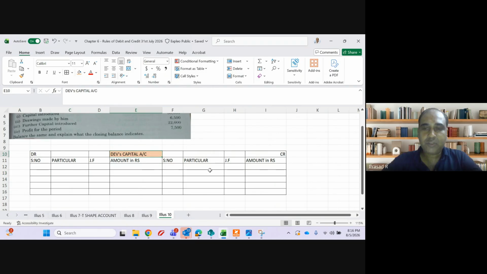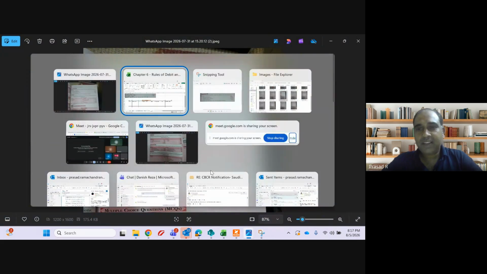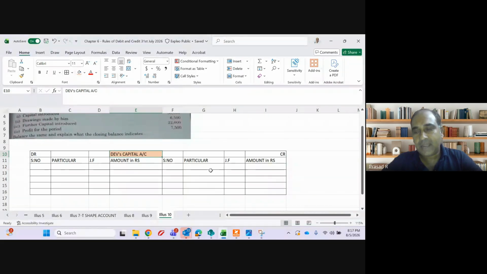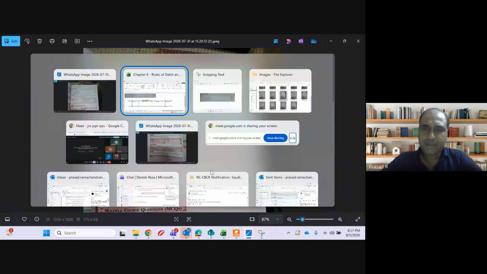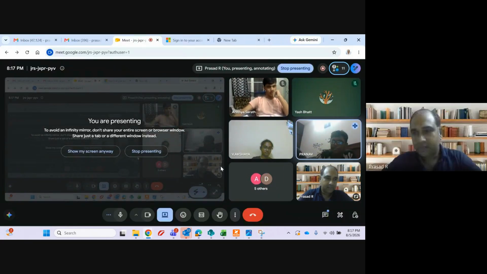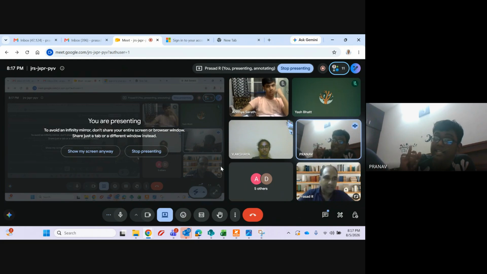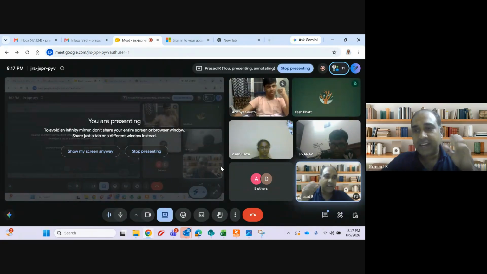Capital will always have which balance, guys? Credit balance. Very simple. Liability, income, capital, retained earnings always have credit balance. So assets and expenses have debit balance only, and liabilities and incomes have credit balance, right?